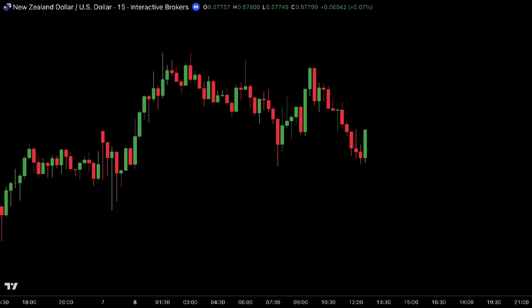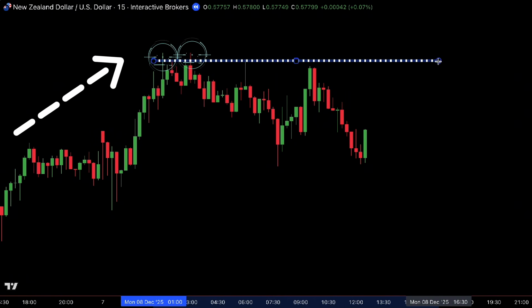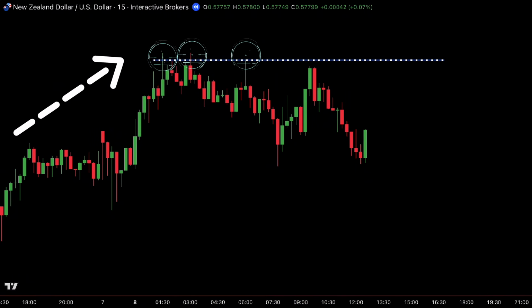Here we have the New Zealand dollar, US dollar 15-minute chart. As you can see, the market was trending upward. Then it stopped making new highs and began moving in a range. Price hit this level twice and reversed, forming a clear resistance zone. It hits it again and reverses a third time, confirming that the uptrend has lost momentum and the market is entering a distribution phase.